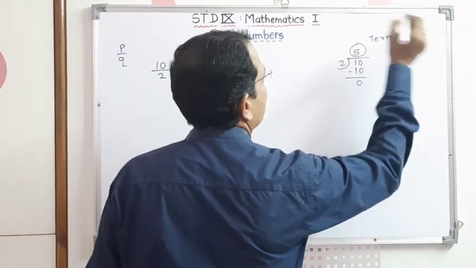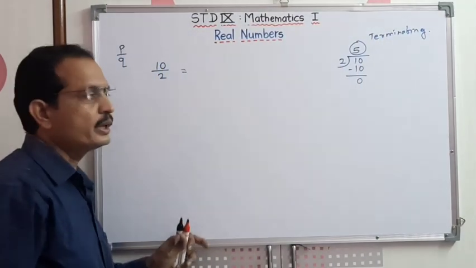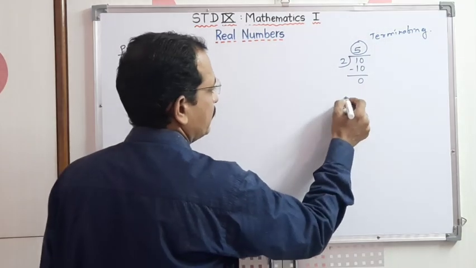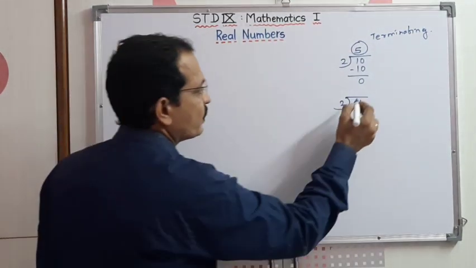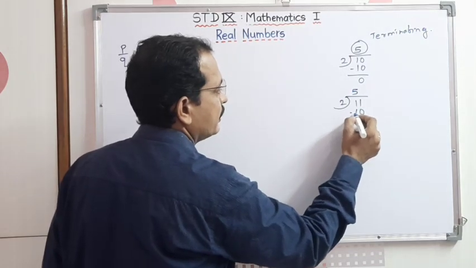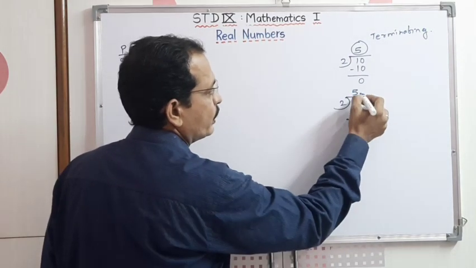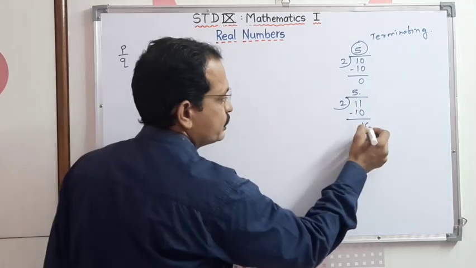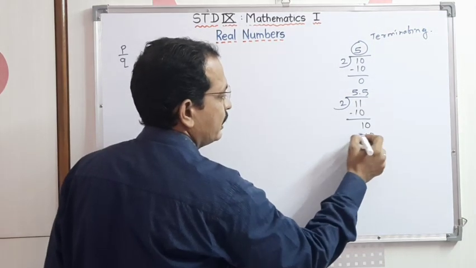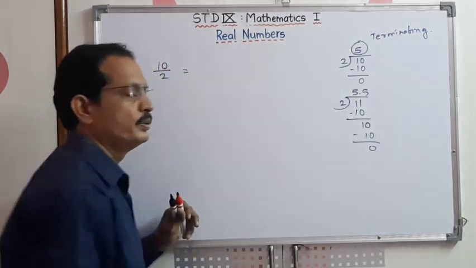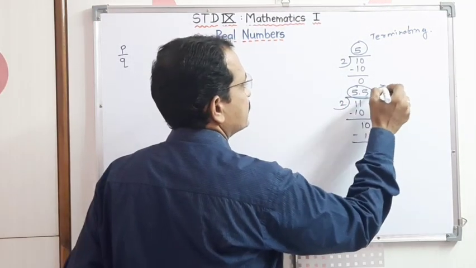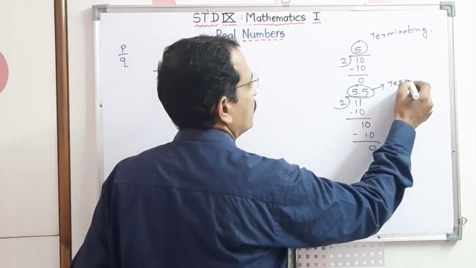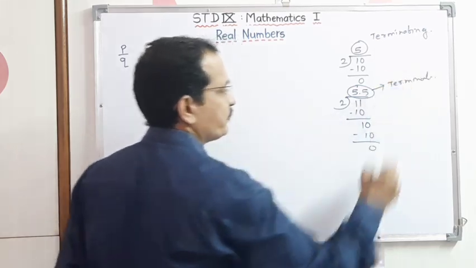It is terminating. Suppose we take another example. It is 11 by 2. Then 2 fives are 10, then it is 1, then we have to take the decimal point. Here it is 0, 2 fives are 10, remainder is 0. Therefore this decimal form is also a terminating type.